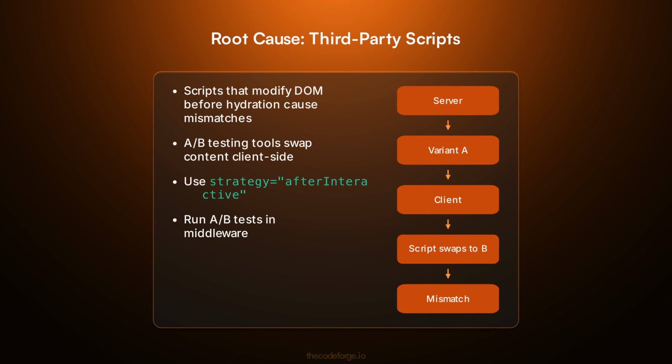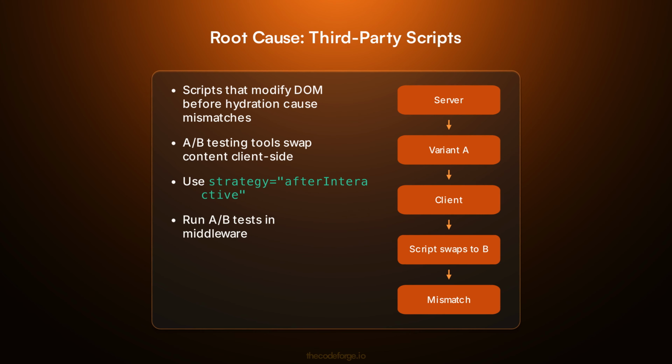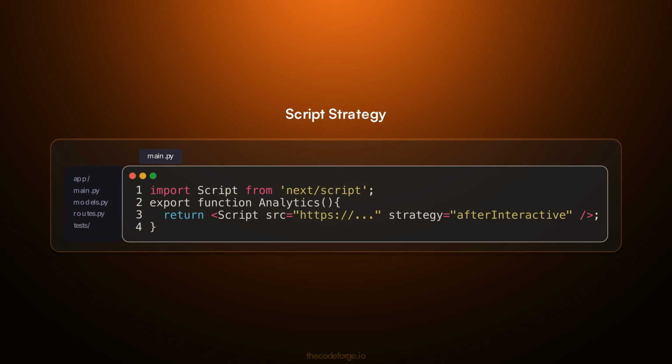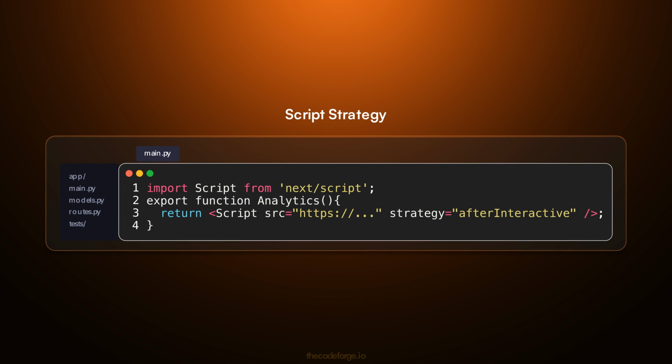Third-party scripts that modify the DOM before hydration can cause mismatches. A/B testing tools are the worst offenders. The server sends variant A, but the client script swaps to variant B before React hydrates. The fix is to use next/script with strategy equals afterInteractive, or run A/B tests in Edge middleware. Use the afterInteractive strategy to ensure the script loads after hydration, preventing DOM modifications before React is ready.